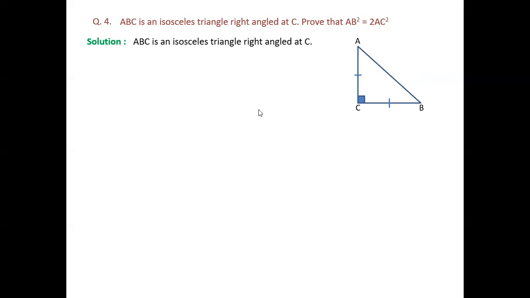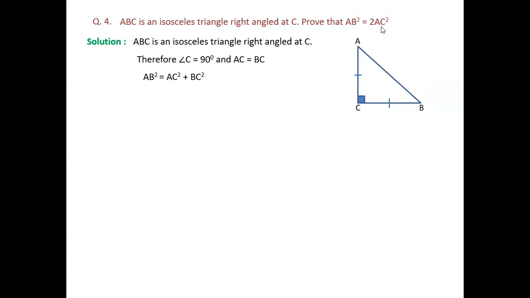Now what is given? Angle C is 90 degrees and AC is equal to BC. This is what is given. So from here, to apply Pythagoras theorem, this is the hypotenuse. So hypotenuse square is equal to the sum of the other squares. AB square is equal to AC square plus BC square.